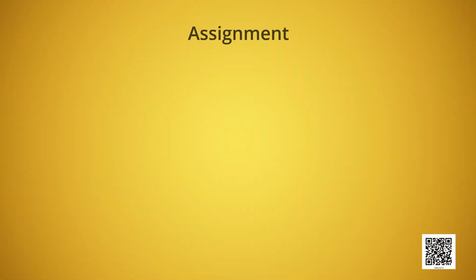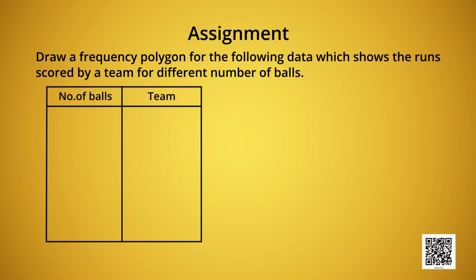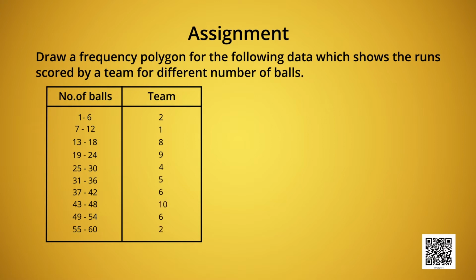Children, I have a question for you. Draw a frequency polygon for the following data which shows the runs scored by a team for different numbers of balls. The number of balls are arranged in class intervals like 1 to 6, 7 to 12, 13 to 18 and so on till 55 to 60. The runs scored by the team are 2, 1, 8, 9, 4, 5, 6, 10, 6 and 2.